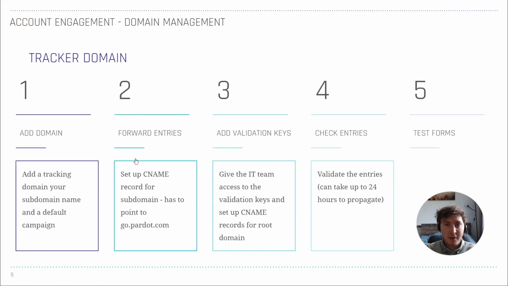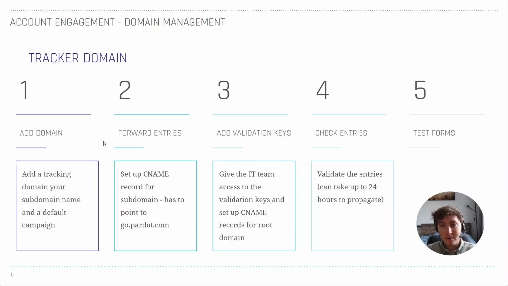Next up, we're talking about the tracker domain. For the tracker domain, you will again add a new domain and then allow the IT team to insert your CNAME records. After you create it, you will again see some records there, and then those have to be connected. As well, your subdomain has to point to go.pardot.com. Hit the validation keys and check these entries. It's a little bit similar to what we did before, but it's not the same. But for your IT team, it will be really easy to just go through the steps and then let you validate your sending domain.